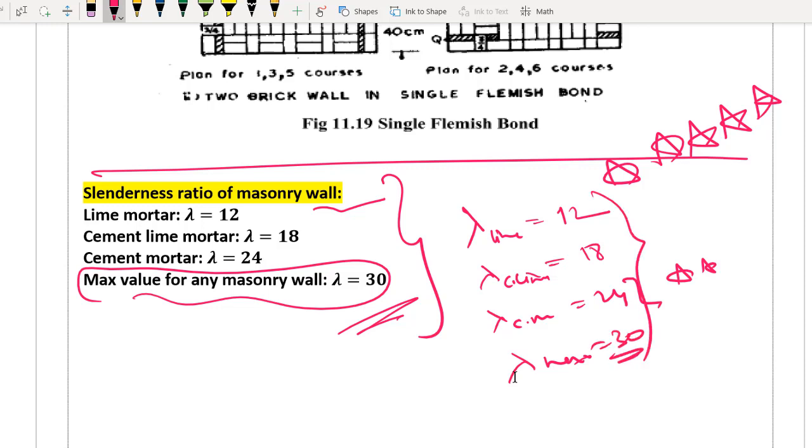Lambda lime 12, lambda cement lime mortar 18, lambda cement mortar 24, and maximum value for any masonry wall, it is 30. So this concludes our BMC.